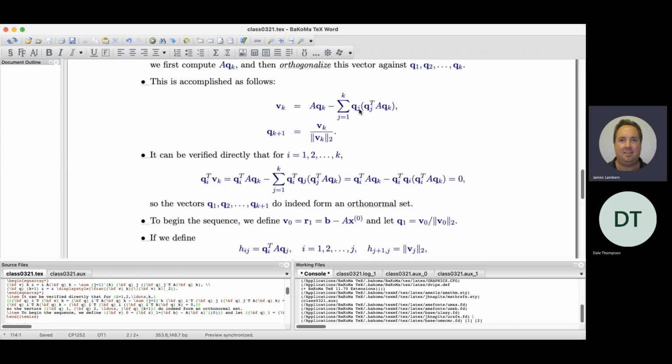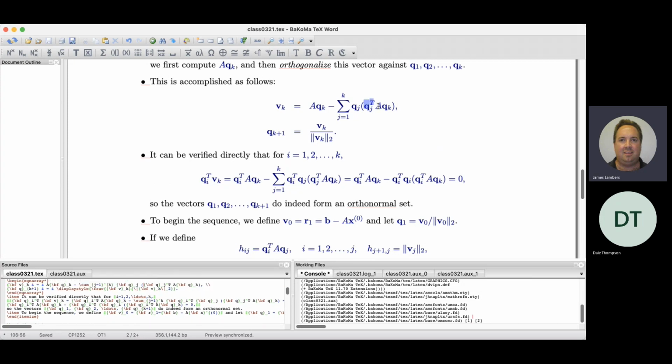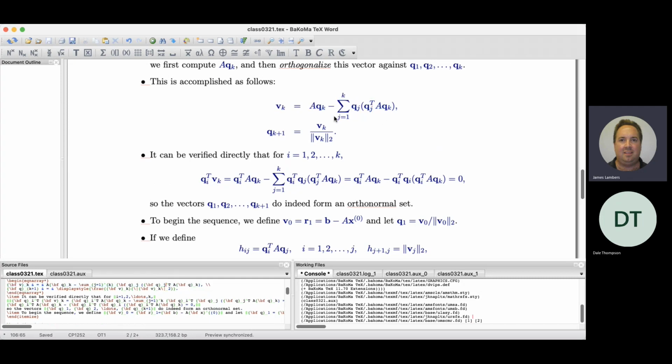Now, if you look here at how these vectors were generated, we see these quantities throughout: qj transpose A qk, where the index j is always less than or equal to k. So I go ahead and define a matrix H using its formula, so this right here would be Hjk, for j less than or equal to k. And then I define this matrix entry, Hj plus 1, j, to be the 2-norm of this new orthogonal but unnormalized vector that I generate here.